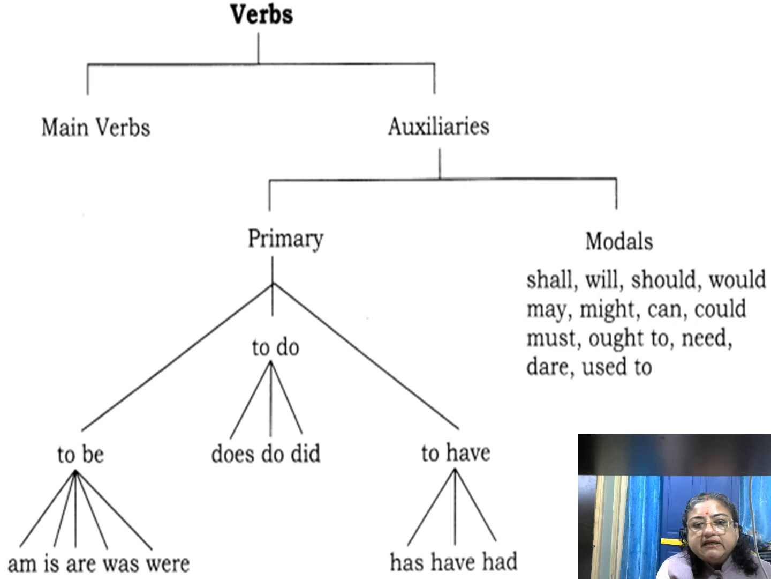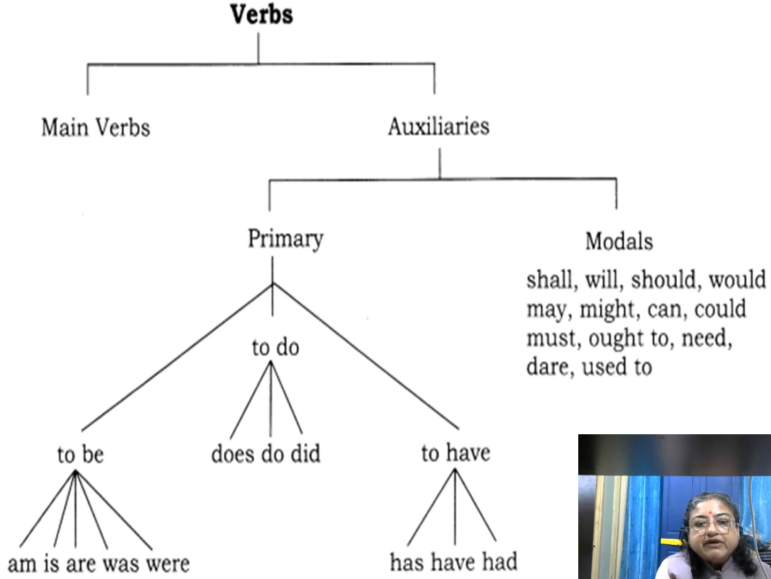Then primary is divided into to be, to do, to have. To be is divided into 5 parts: am, is, are, was, were. Then to do: does, do, did, 3 parts. Then to have: has, have, had, 3 parts.